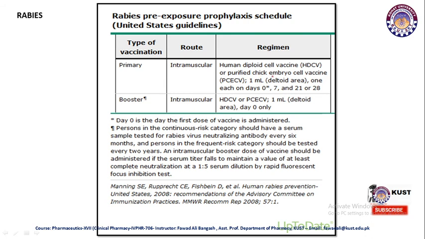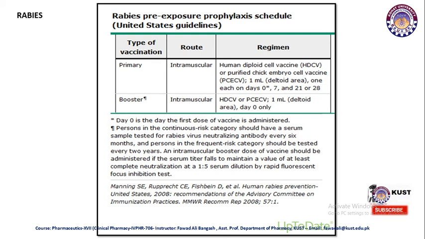Rabies pre-exposure prophylaxis schedule, United States guidelines. Type of vaccination: primary, intramuscular, human diploid cell vaccine (HDCV) or purified chick embryo cell vaccine (PCECV), 1 ml in the deltoid area, 1 each on days 0, 7, and 21 or 28. Booster: intramuscular HDCV or PCECV, 1 ml at day 0 only. Day 0 is the day the first dose of vaccination is administered.